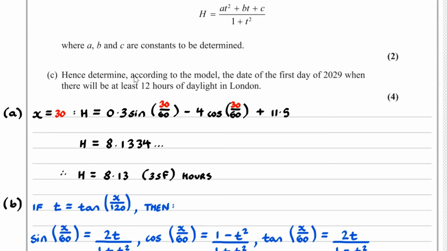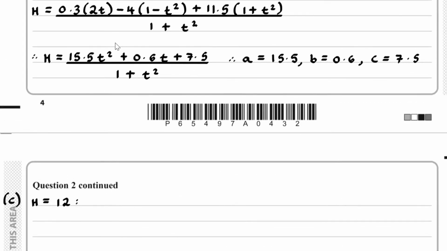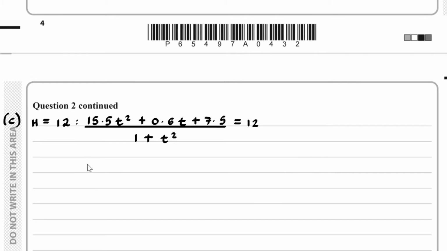For part C of the question, hence determine according to the model the date of the first day of 2029 when there will be at least 12 hours of daylight in London. Well, when h is equal to 12, we set this result equal to 12 as we see here. So we have 15.5 t squared plus 0.6 t plus 7.5 equals 12 multiplied by 1 plus t squared.